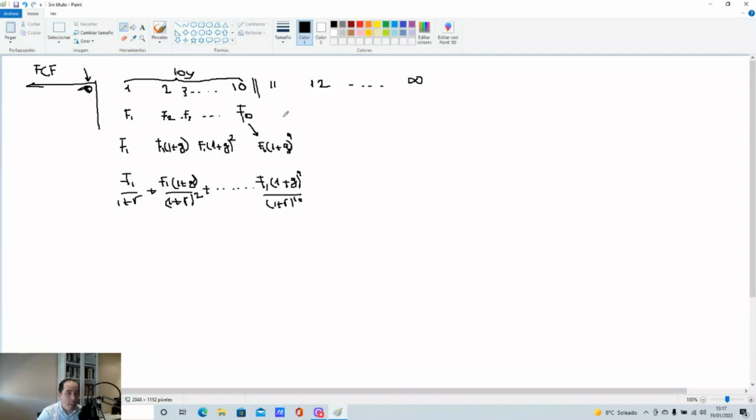Now we need to deal with the perpetuity. How can we deal with this? There is a formula which is called the perpetuity, which means that you are considering something like this. This is a formula that considers that you are taking a free cash flow that is equal in an indefinite sequence.